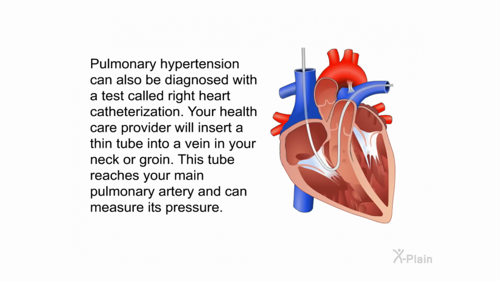Pulmonary hypertension can also be diagnosed with a test called right heart catheterization. Your healthcare provider will insert a thin tube into a vein in your neck or groin. This tube reaches your main pulmonary artery and can measure its pressure.